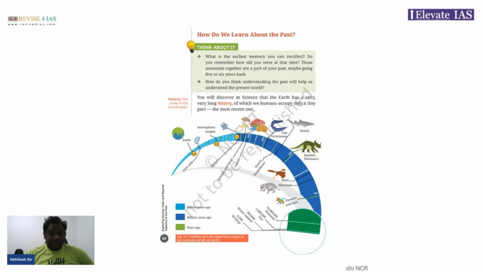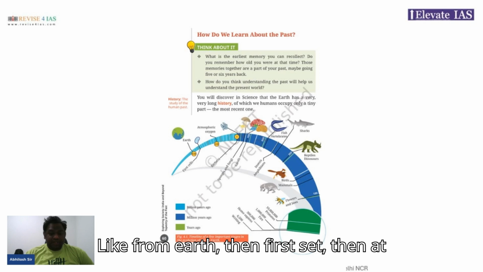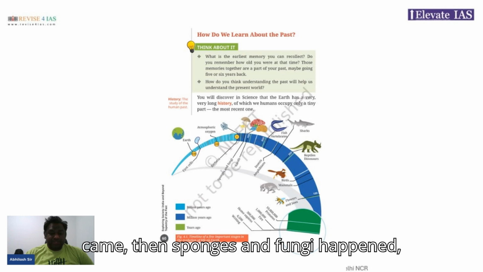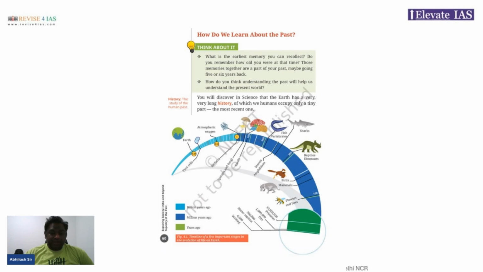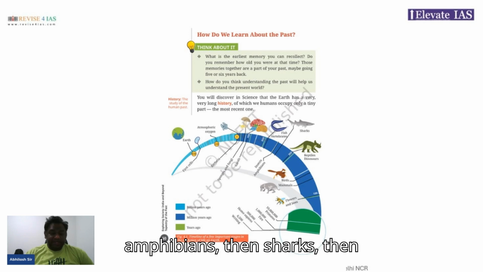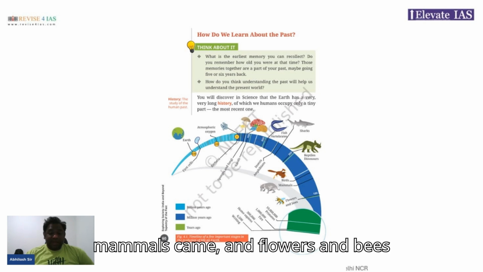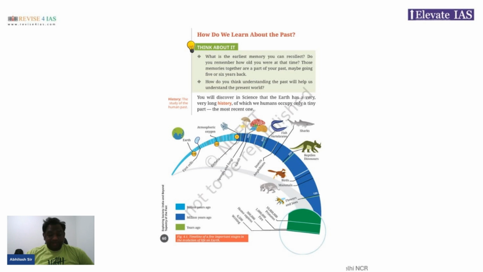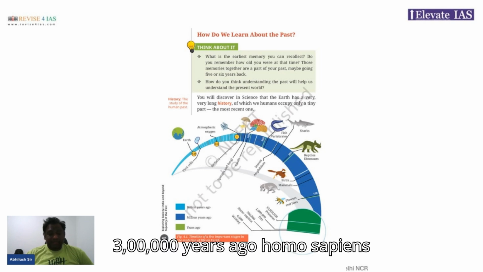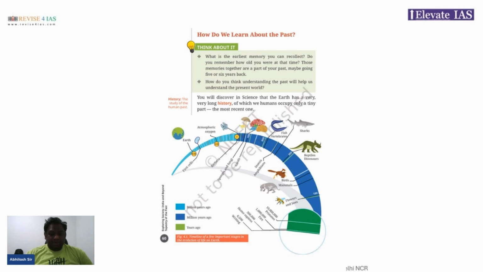So you can see the sequence, from Earth, then the first cell, then atmospheric oxygen, then bacteria, then sponges and fungi, then corals came, then fish and vertebrates, then insects and amphibians, then sharks, then 300 million years ago reptiles and dinosaurs came, then birds, then mammals, then flowers and bees, and then around 10 million years ago primates came, then 1 million years ago fire was invented. 3 lakh years ago, Homo sapiens came, and around 6,500 years ago, writing evolved.